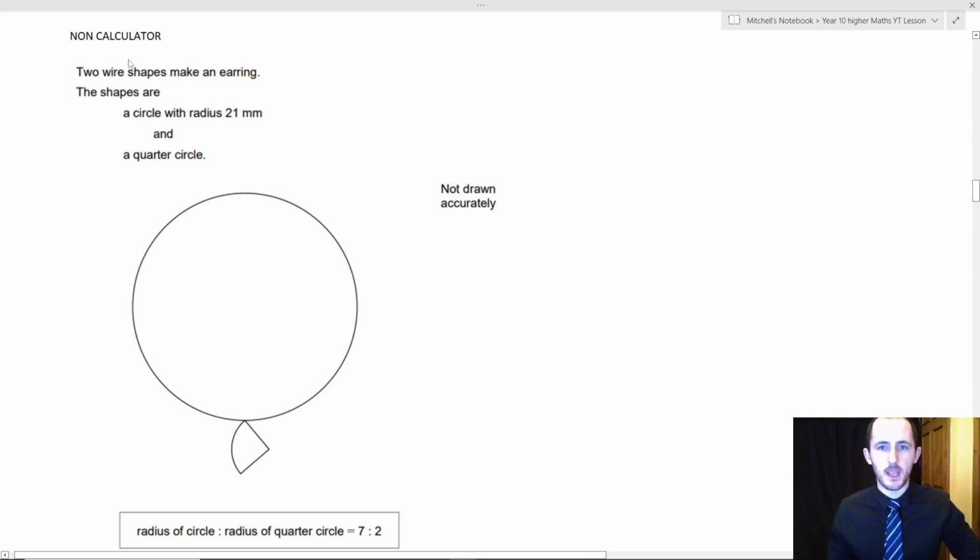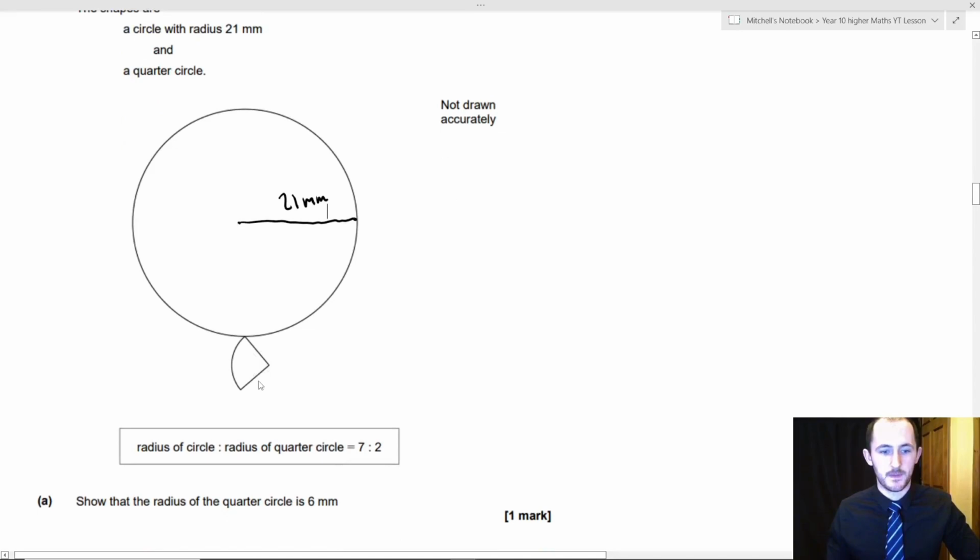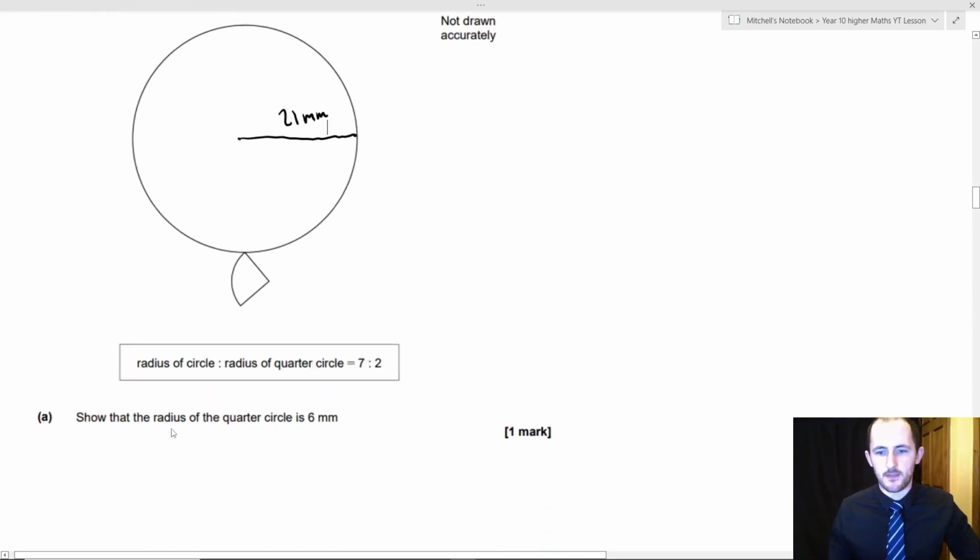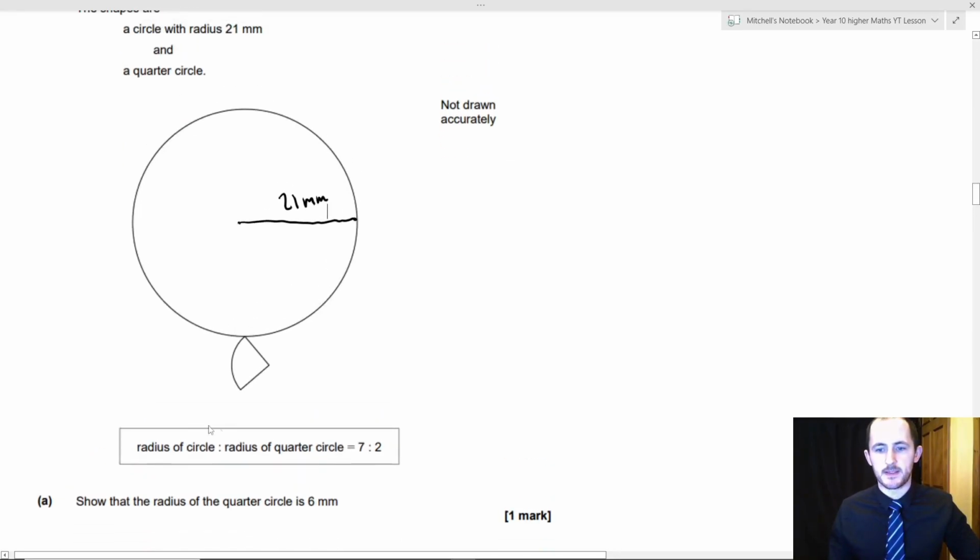So, now this one I've labelled as non-calculator. So we have 2 wires. This one is a bit tricky. Not too bad though. 2 wire shapes make an earring. The shapes are a full circle with radius 21 millimeters, and a quarter circle. Okay? And it says show that the radius of the quarter circle is 6 millimeters, and they tell you that the ratio of the radius of the circle to the radius of the quarter circle is 7 to 2.